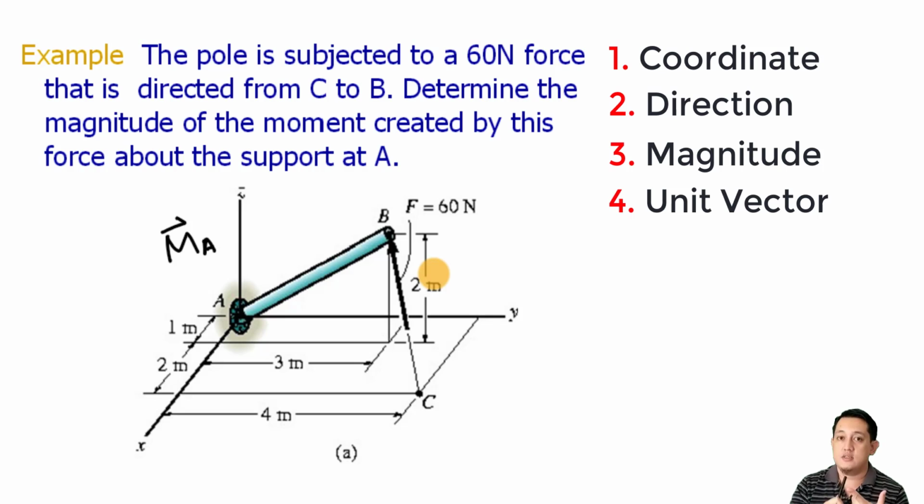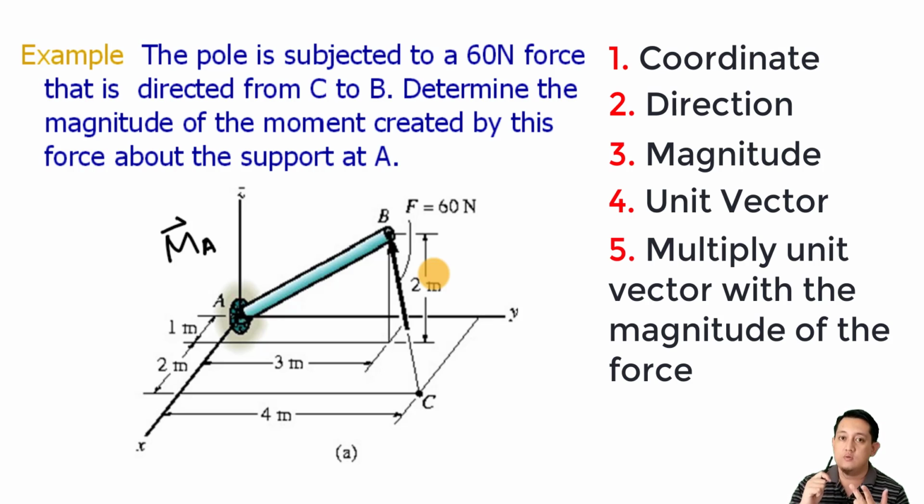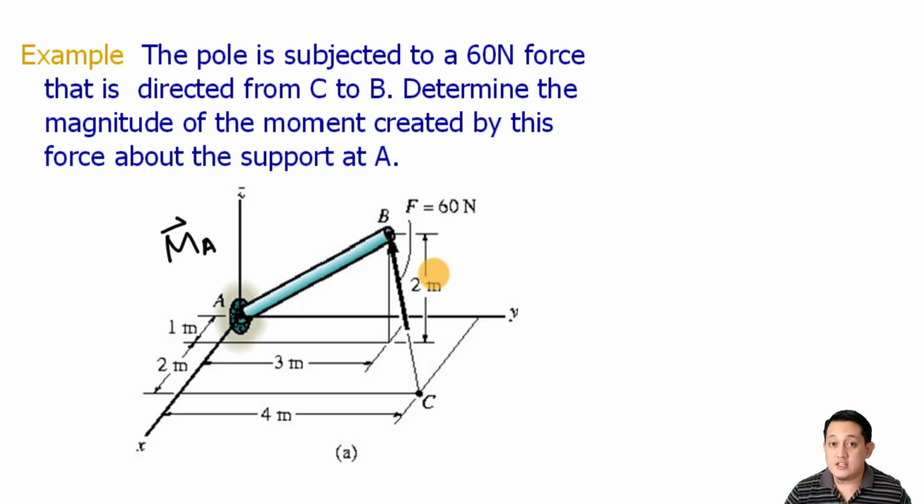Then we can calculate the unit vector. The unit vector is equal to the direction in vector over the magnitude of the direction. Then the unit vector, we multiply it with the magnitude of the force. That is how we can change the force into Cartesian vector form. Let's do that first.